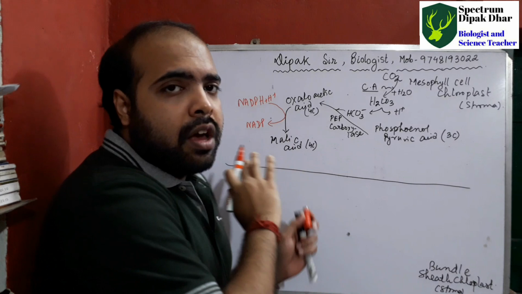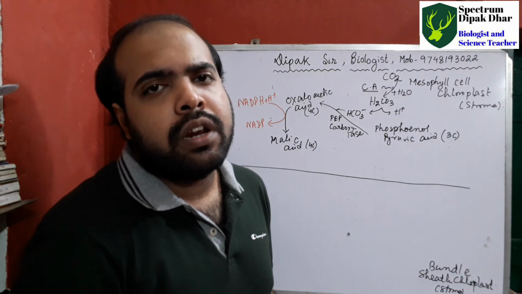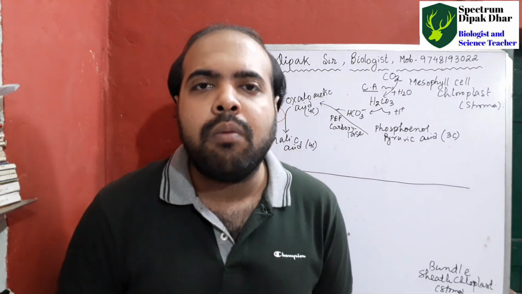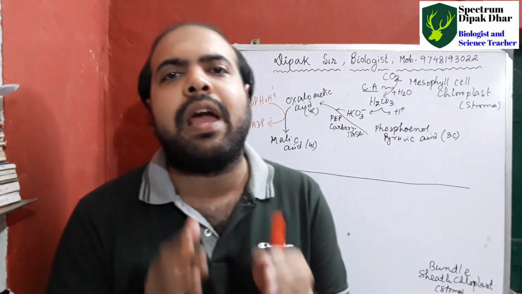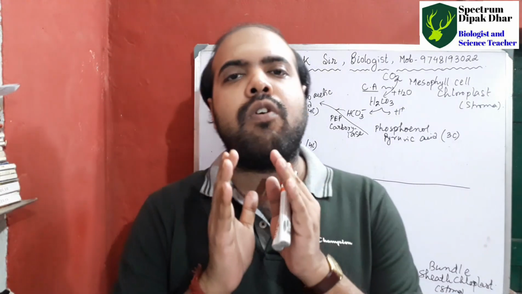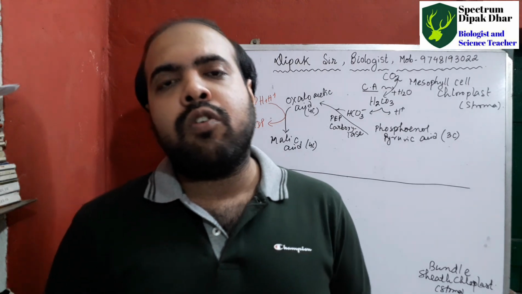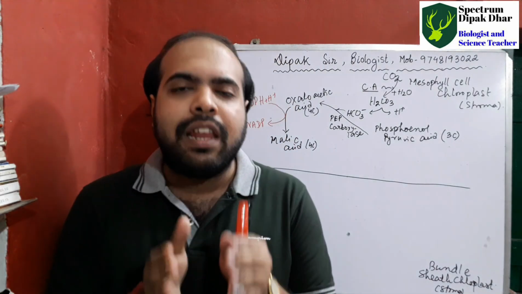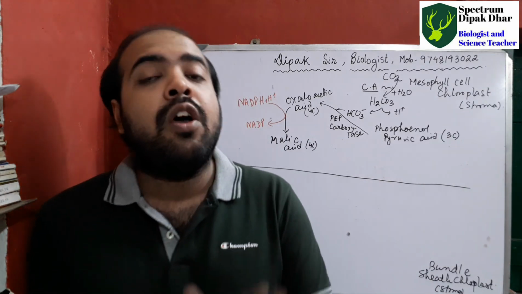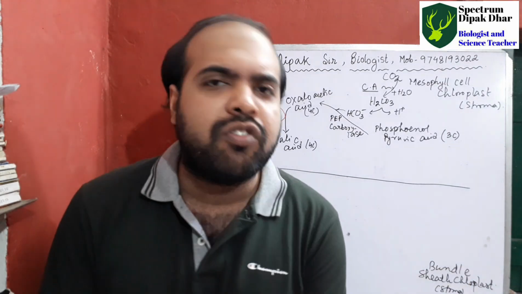That means it is donating a proton and the electron, and the proton and the electron will be accepted by the oxaloacetic acid to form a reduced substance, that is the malic acid. Now this malic acid is the ultimate product that is formed in the mesophyll cell chloroplast. The malic acid which is formed in the stromal portion of the mesophyll cell chloroplast will be transported into the bundle-sheath chloroplast.